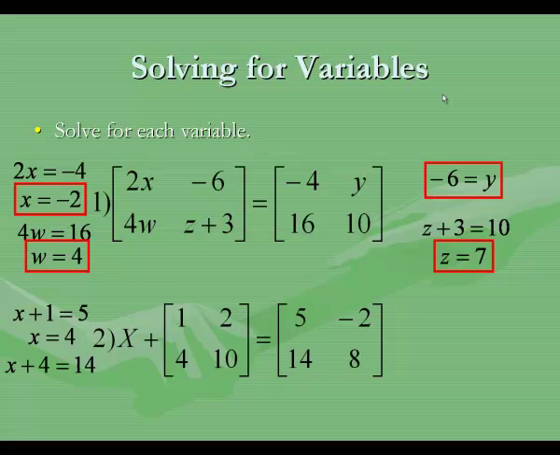Now let's go to the bottom left. X plus 4 equals 14. That's using the numbers in the bottom left. Subtract 4 from 14 to get 10. So x equals 10. This answer is going to be in the bottom left corner of our answer matrix.